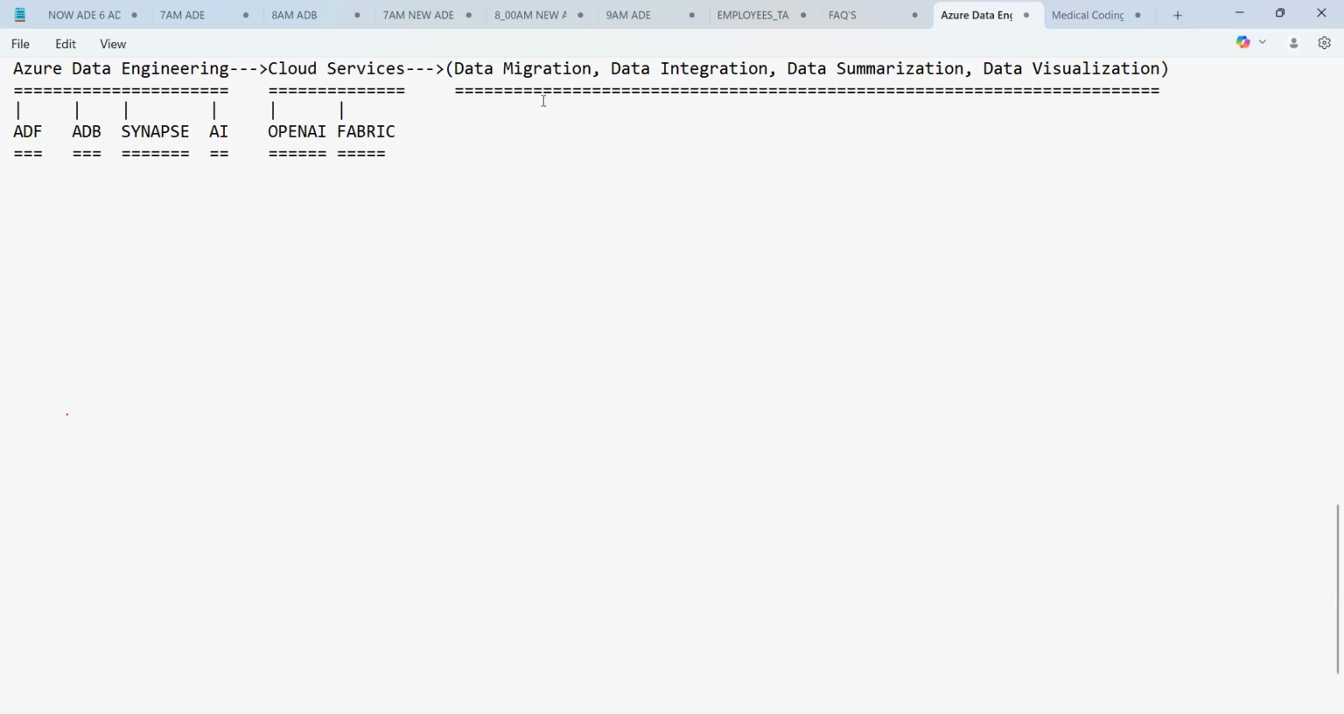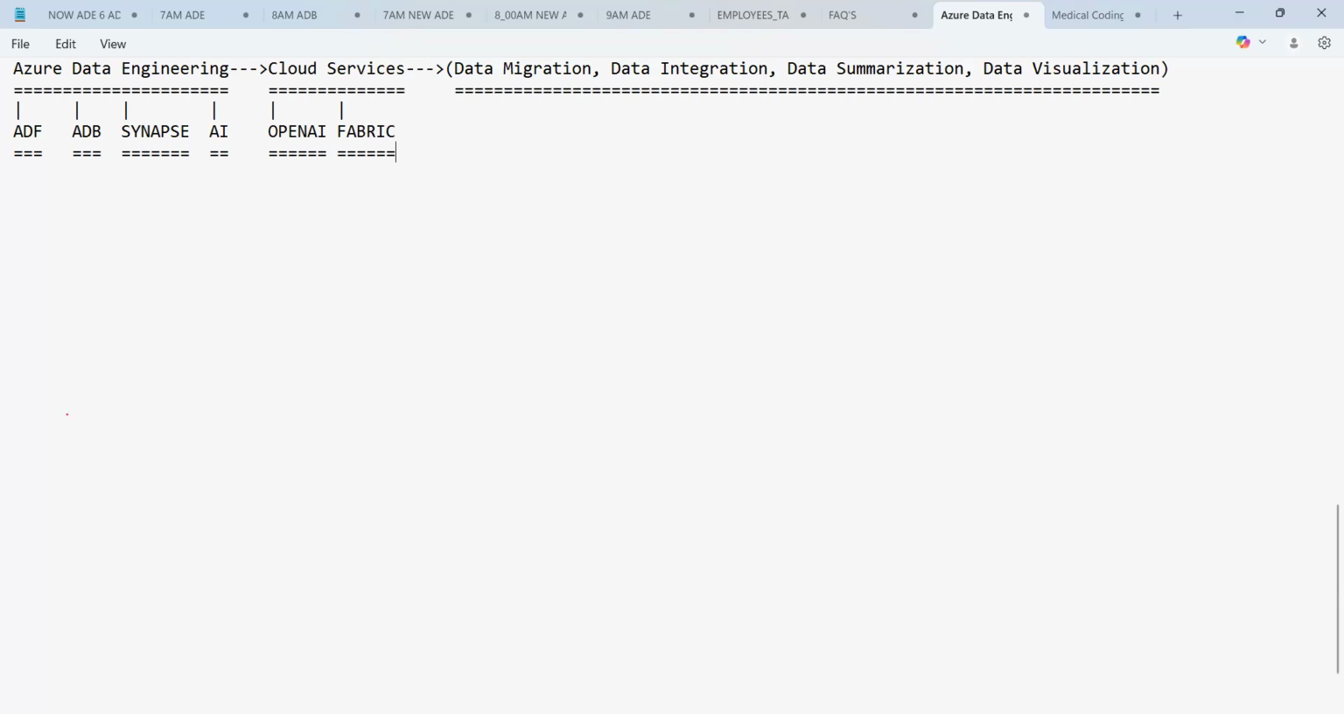Okay. So these are all the services we have, guys. The next ones after this: ADF, ADB, Synapse, AI, OpenAI, and Fabric. These are all the techniques we can perform, or these are all the services we have, guys.